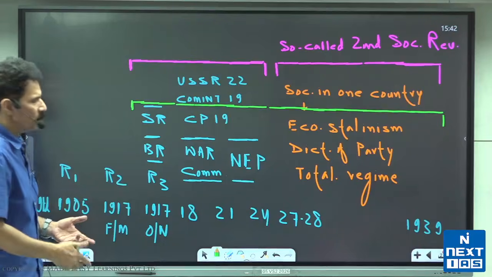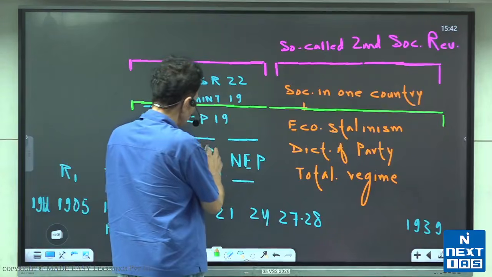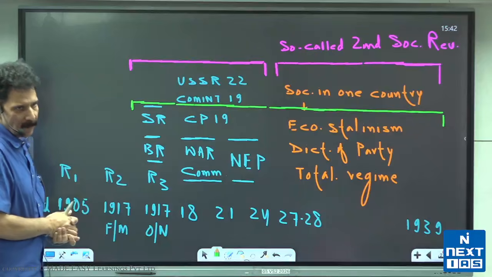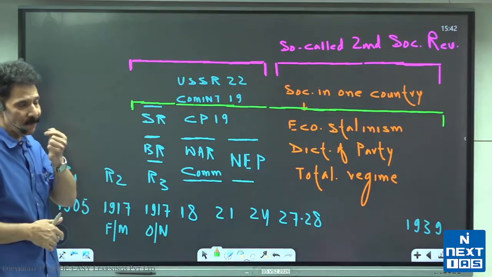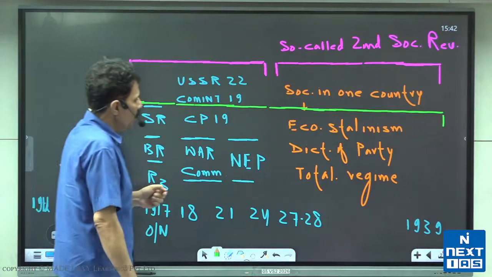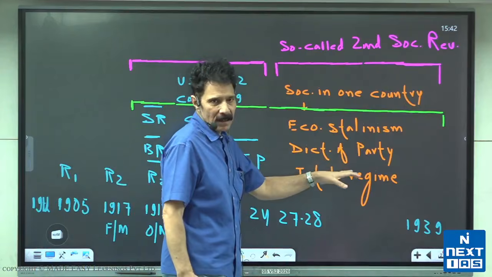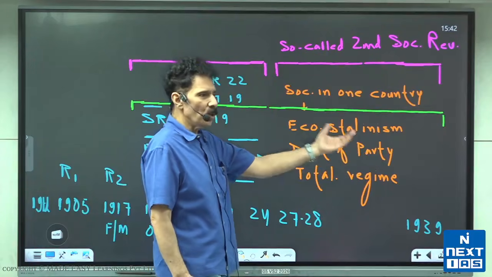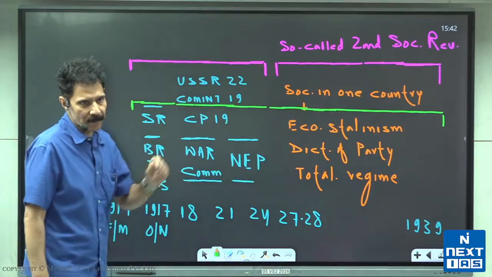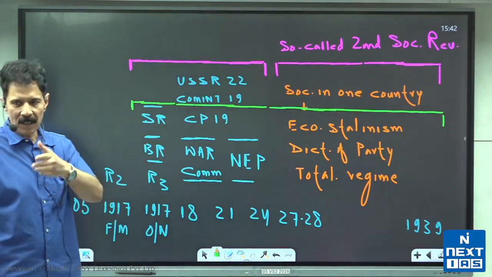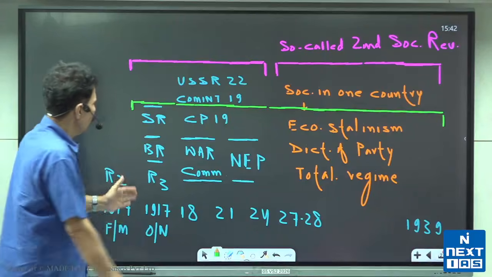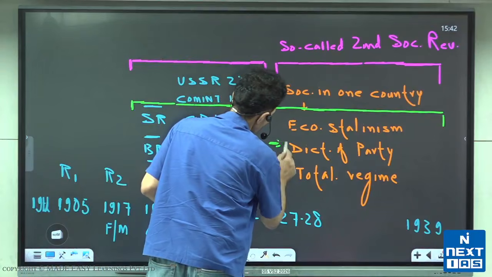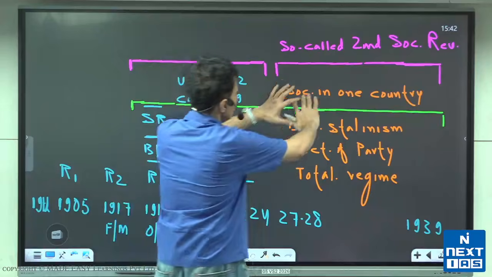Throw light on development in Russia after the first socialist revolution. You may have a question: compare the first socialist revolution and the second socialist revolution in Russia. I remember one question. That question was, how did Stalin build upon the legacy of Lenin? So how did Stalin build upon the legacy of Lenin? So this is the legacy of Lenin. How did he build upon it? This way.